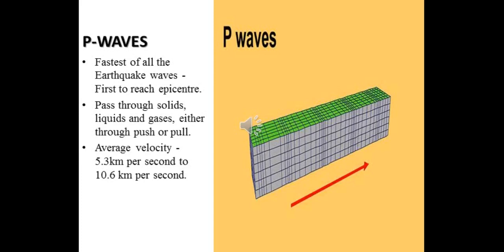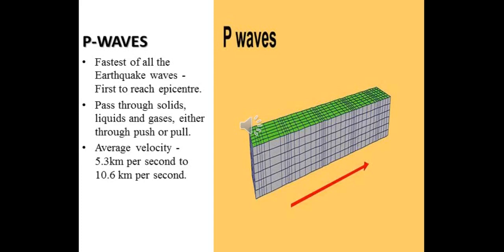If you see the movement of these P waves, as shown in this picture, they move like compression, relaxation, compression, relaxation. They go in a straight line, compressing and relaxing like that.